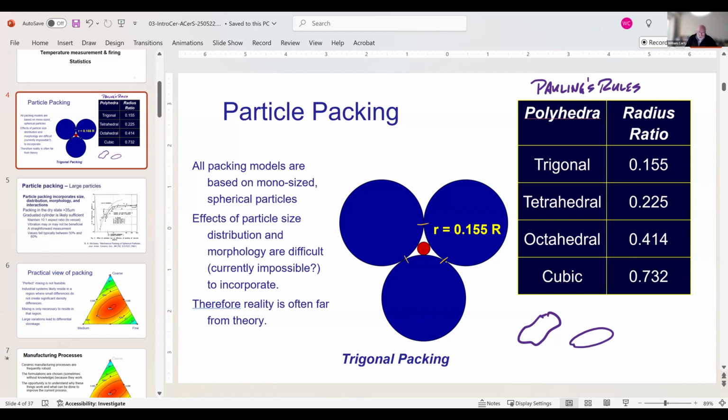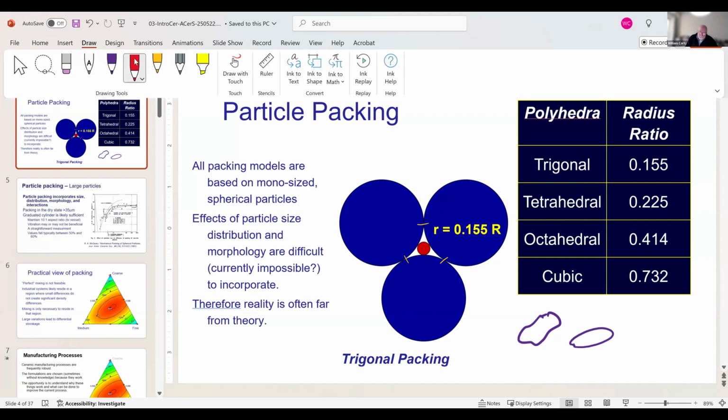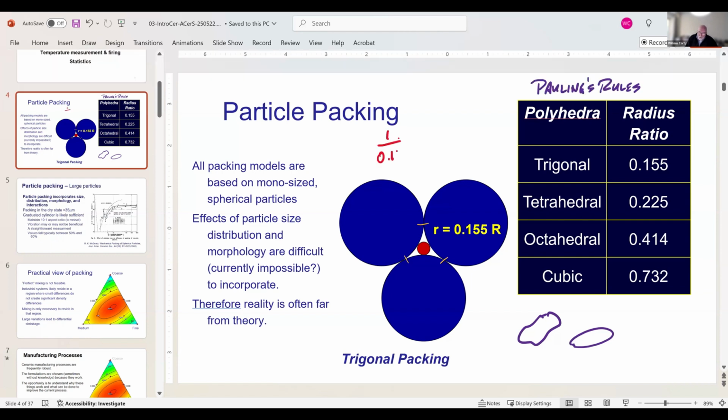And so what you get is 1 over 0.155, which is approximately 6.5, which we approximate as 7. So we say that the large sphere should be 7 times larger than the smaller sphere. And you need to keep that number in mind because it's really important for particle packing. So what that means is that I need to have a small particle that's at least 7 times smaller than my large particle. Where this becomes important is in particle packing of blending powders of different sizes, potentially to get better packing behavior to minimize shrinkage.